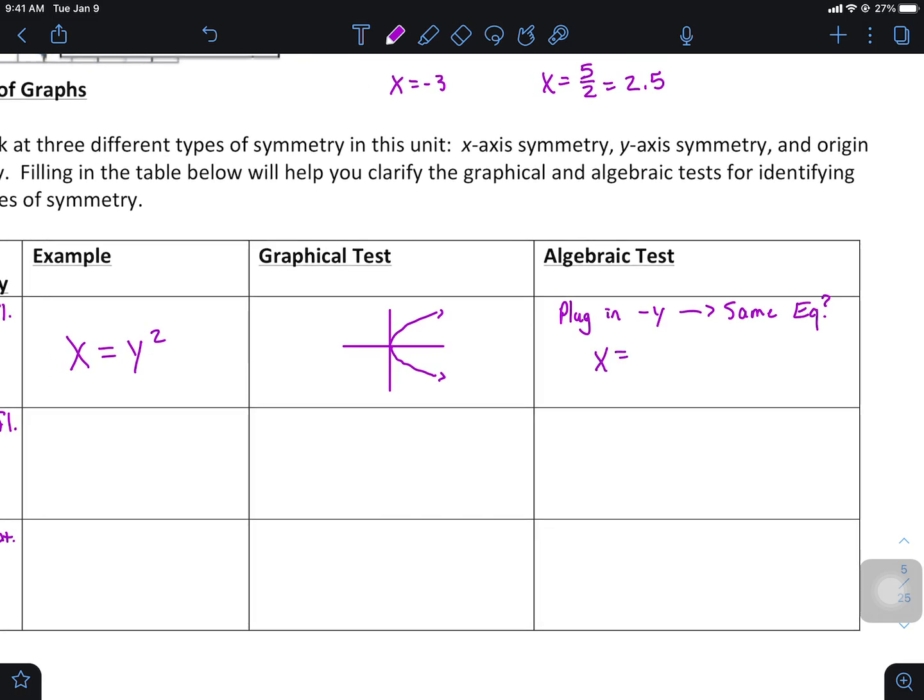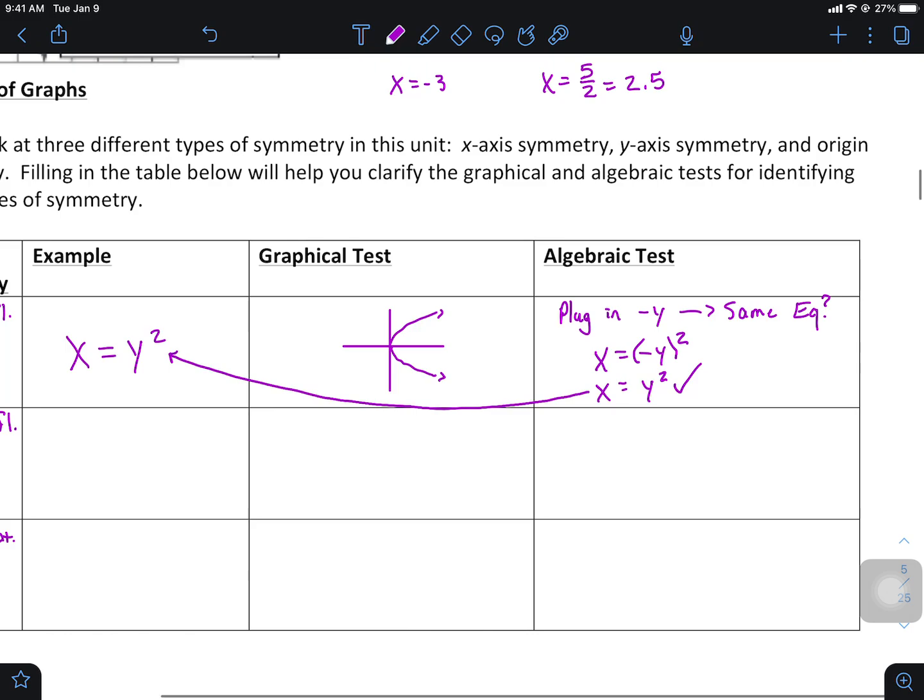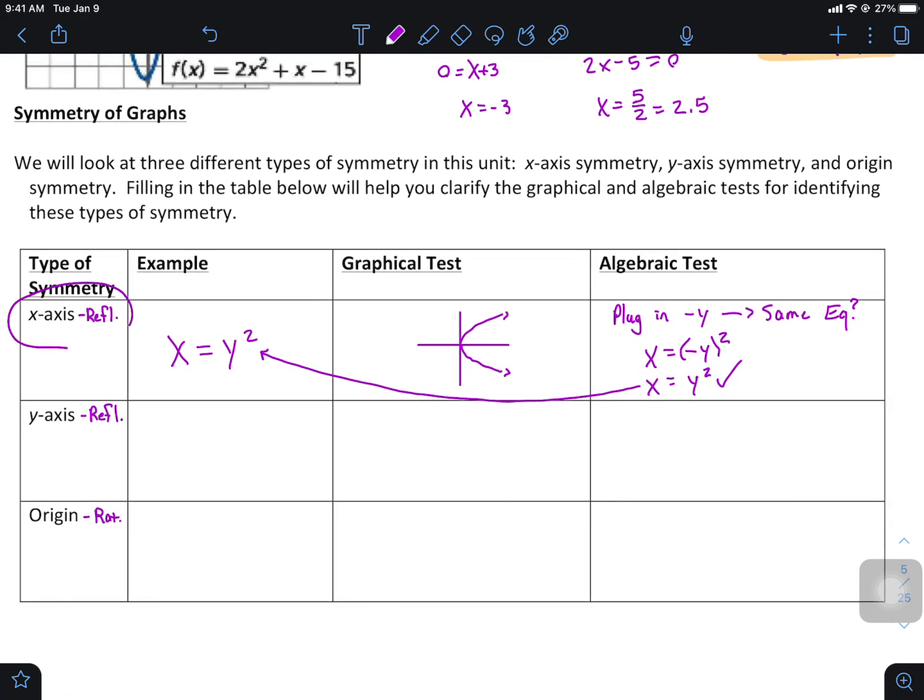So I'm going to plug in negative y. You're going to substitute negative y instead of y, and then you're going to square that. Since you square that negative, squares and negatives make those become positive. And since that comes out to the same exact equation as what we started with, algebraically we just verified that this has x-axis symmetry.